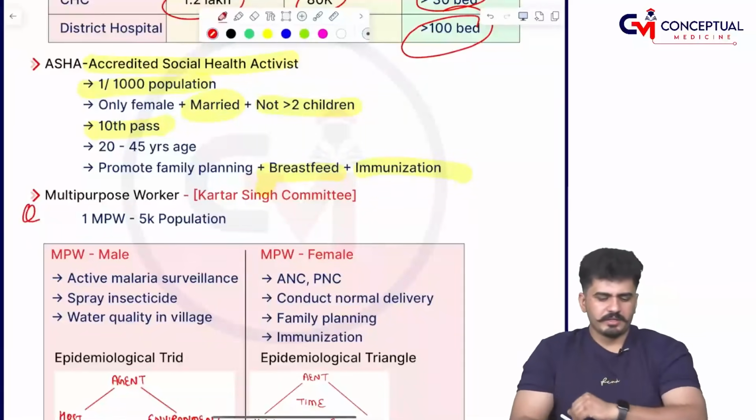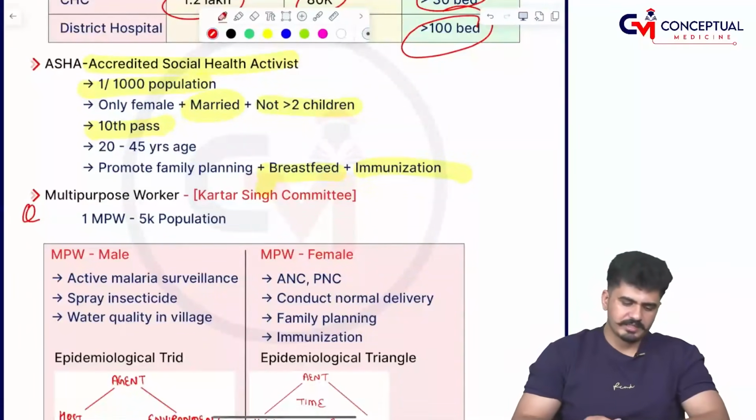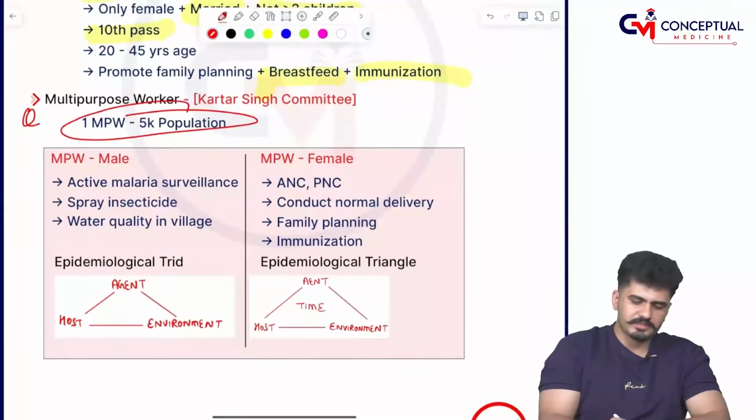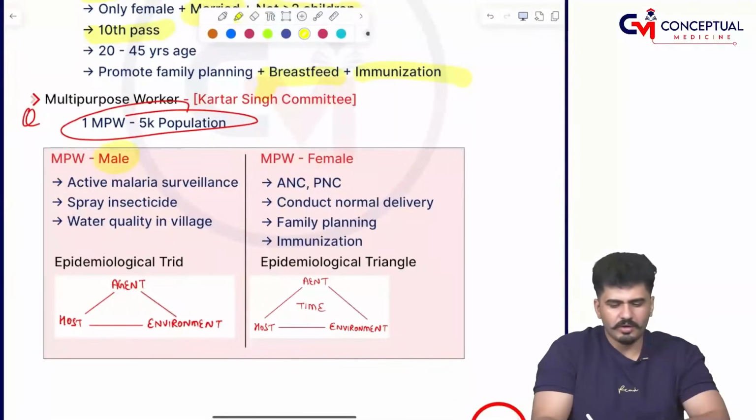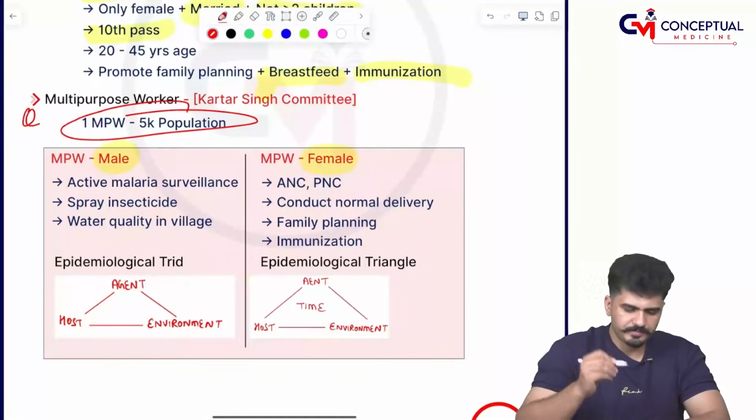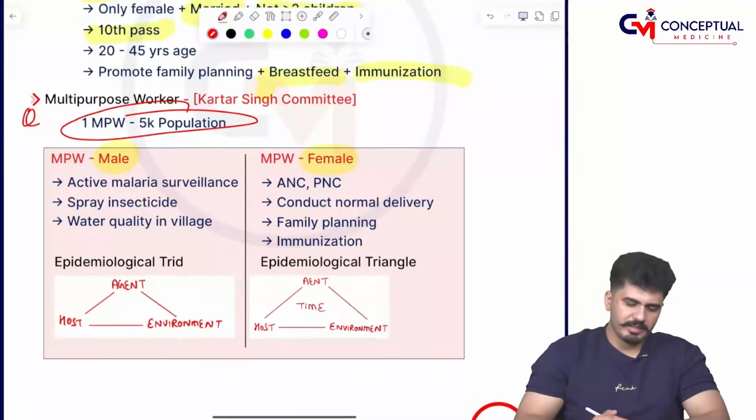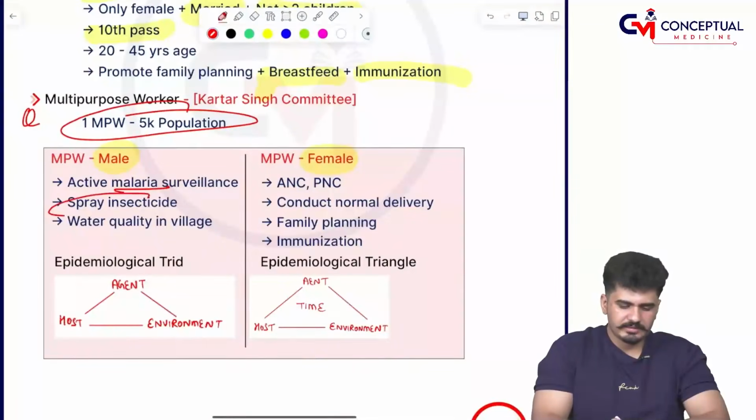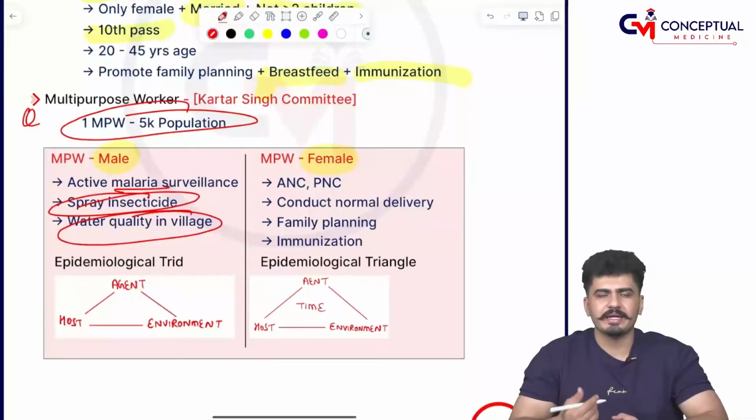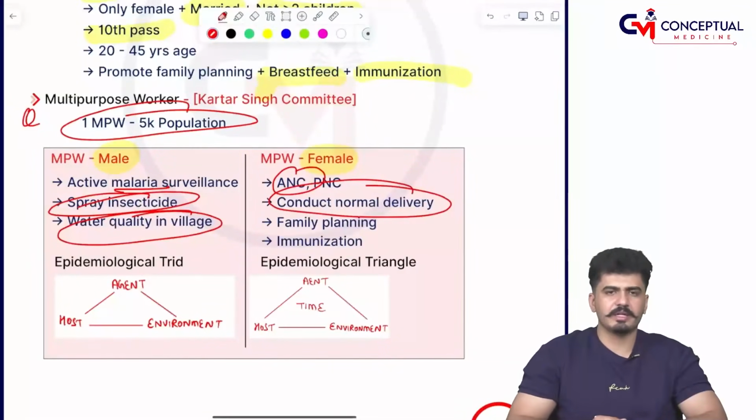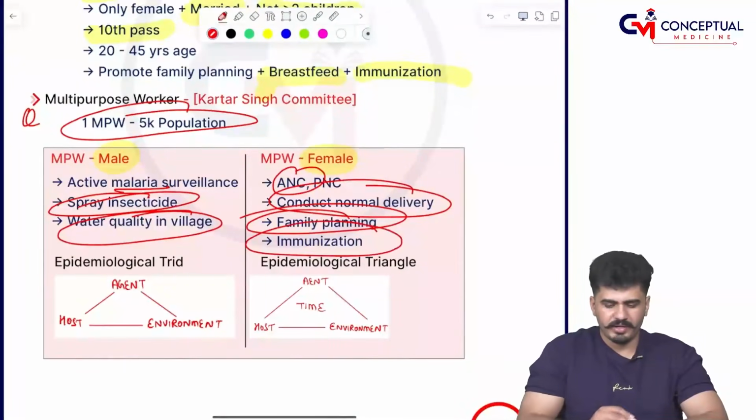Now the multi-purpose worker committee was given by the Kartar Singh committee, and there is one multi-purpose worker per 5,000 population. Is the multi-purpose worker male or female? My dear friends, the male is for malaria service, surveillance, spraying insecticide, and water quality in the village, and the female is for antenatal care, postnatal care, and conducting normal delivery. She'll also help in family planning and immunization.